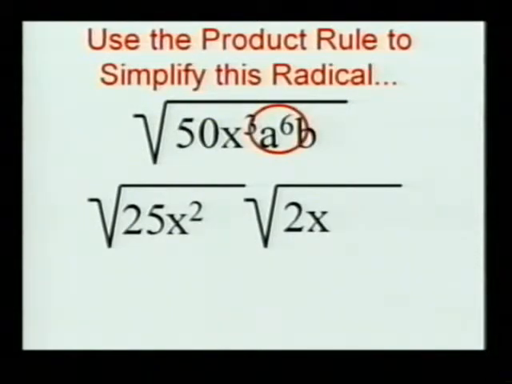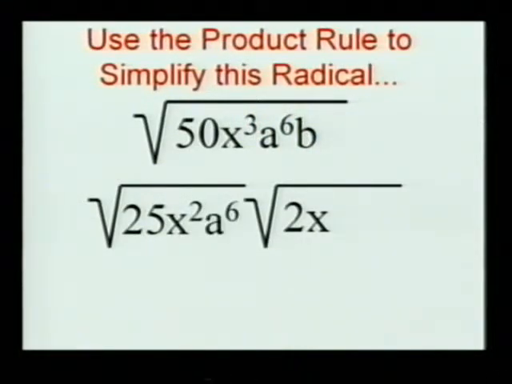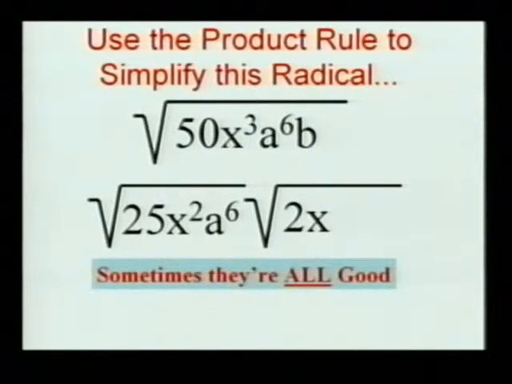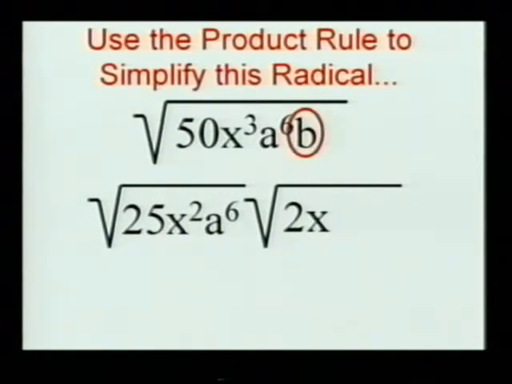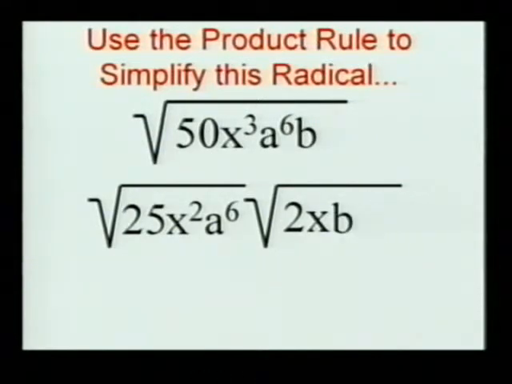Now, sometimes they're all good. A to the 6th is a perfect square, so he goes in the good pile. He's all good. And sometimes they're all bad, like your little sister. Whoa! Someone smells stinky! He's all bad. Just throw him in the bad pile. That's all you can do.